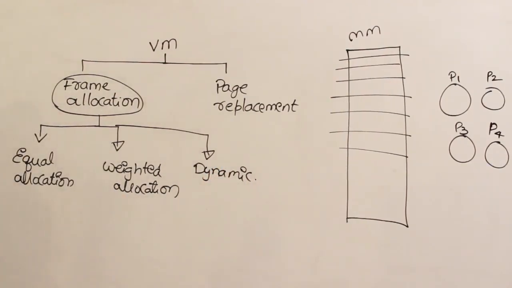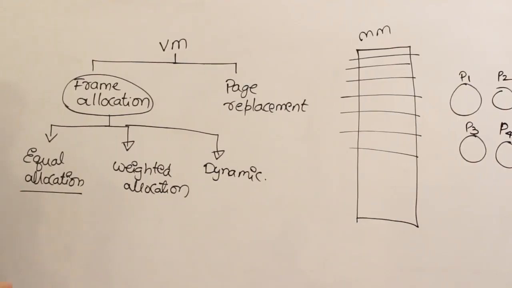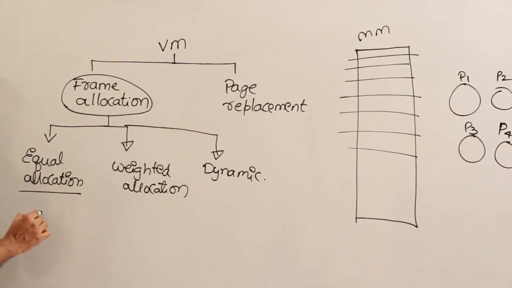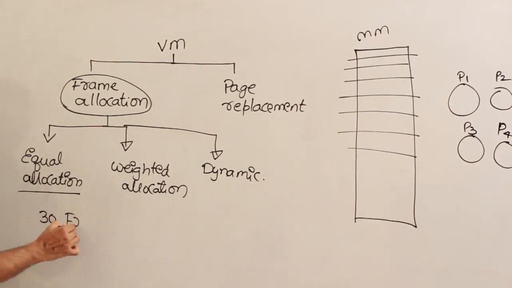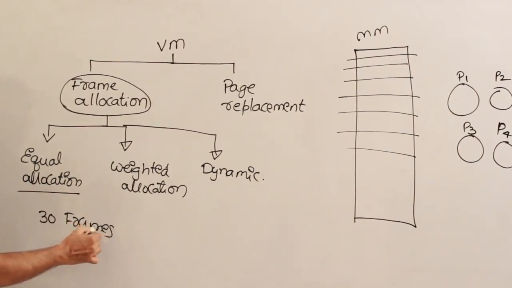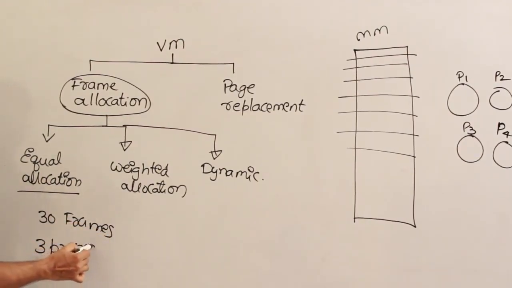Equal allocation is nothing but like this. If you have, let us say, 30 frames, and when we have 3 processes, right, then 30 by 3 is how much? 10. So we allocate 10 frames to each process. This is called equal allocation.